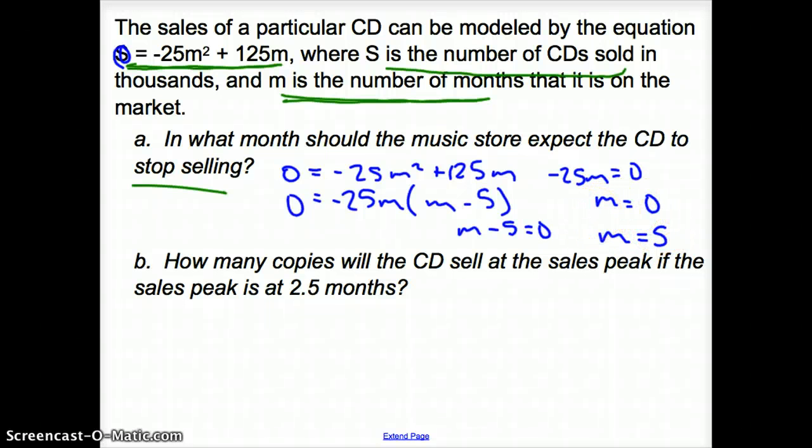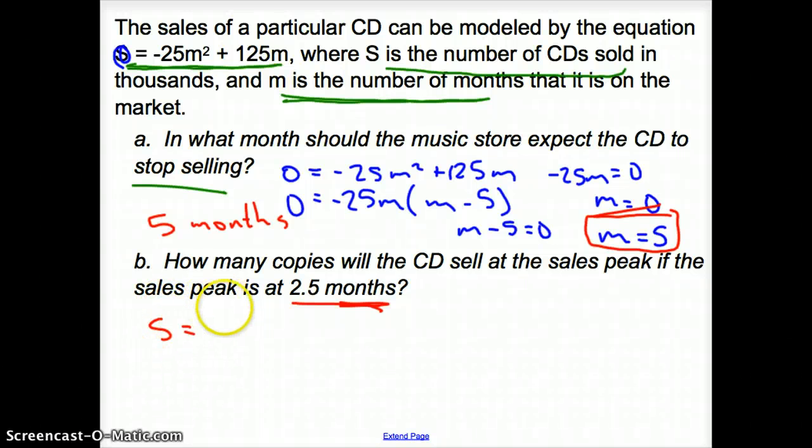M equals 0 is just like we're starting, so that doesn't make too much sense. How about m equals 5? This means that, since m equals 5, we should stop selling it after 5 months. Now, part B. How many copies will the CD sell at the sales peak if the sales peak is at 2.5 months? Well, what does this 2.5 months mean to me? Well, it says 2.5 months being the key word. Well, what's the number of months in the problem? It's your M. So I'm going to guess that we're going to plug 2.5 in for our M's. So let's go ahead and do that.